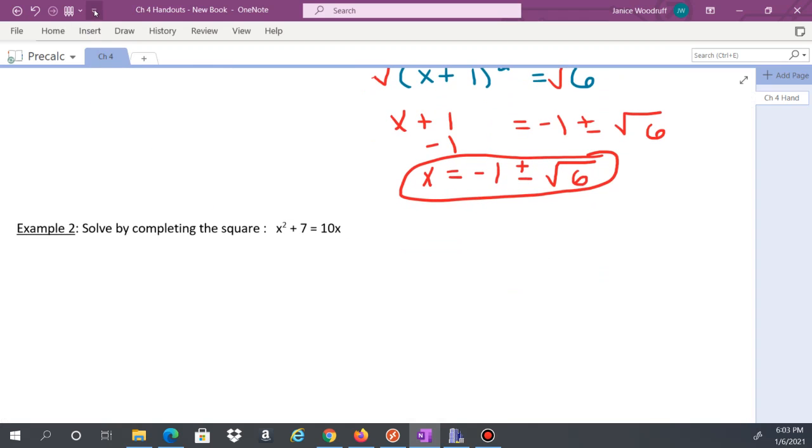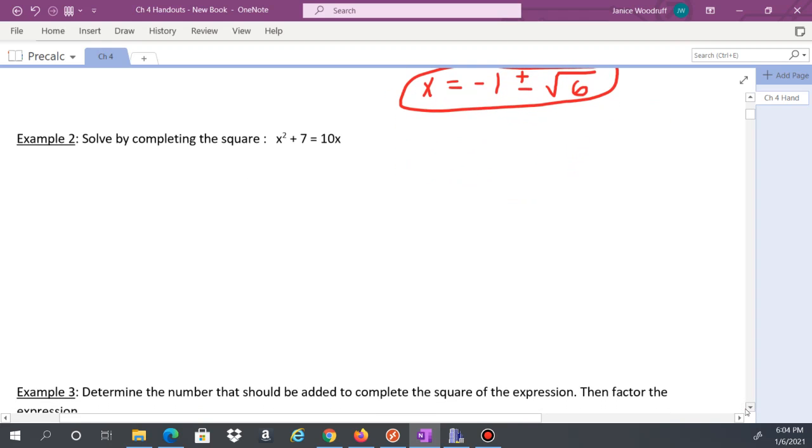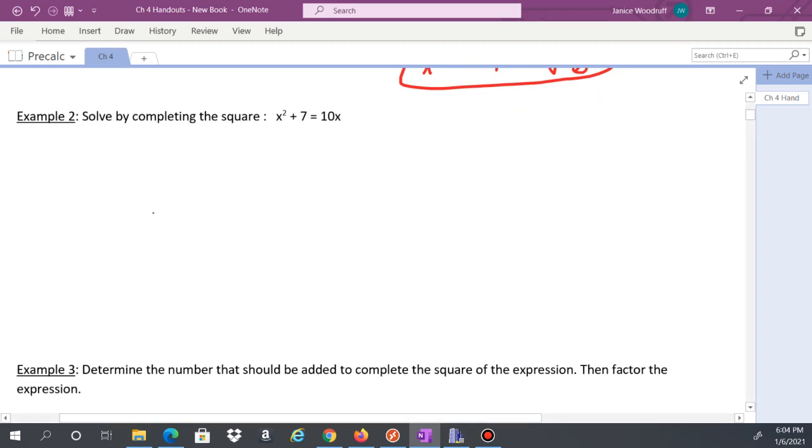Okay, so let's look at another example of completing the square. We have x squared plus 7 equals 10x. What we want to do here is isolate the constant. In this case, the constant is 7. So we want to subtract the 7, and we want to move that 10x over, so we're going to subtract that as well. So my problem is going to look like this: x squared minus 10x equals negative 7.